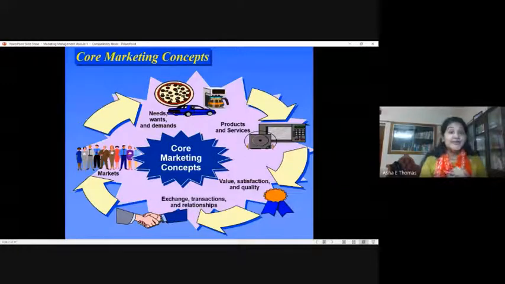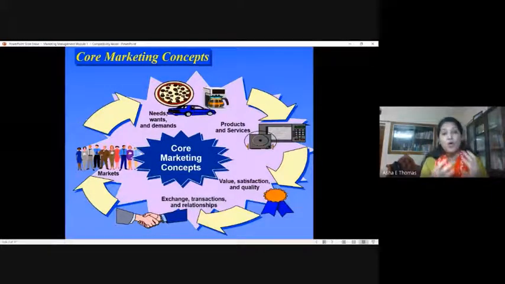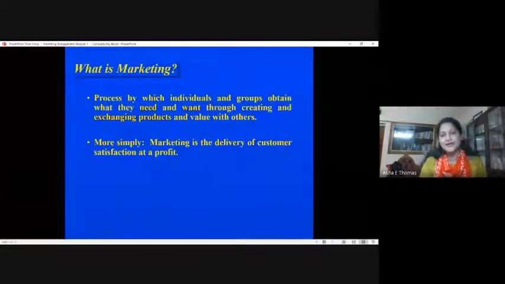What is a need, when does a need become a want, and how is it converted into a demand? Right. So the summary of what we had been discussing is what is really marketing and what is the role of a marketer in creating a need, or as we say, a want or demand.